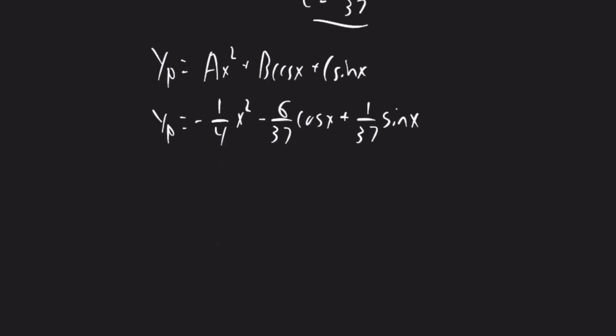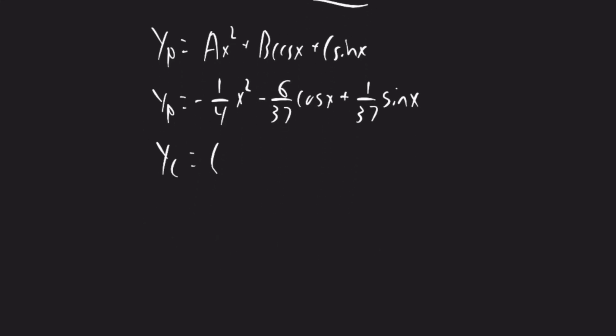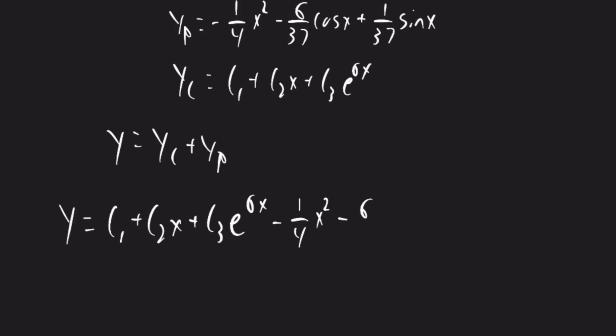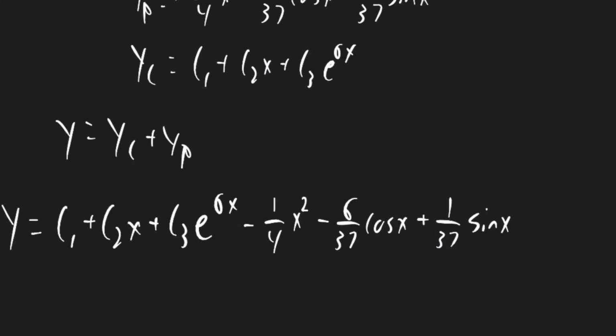Earlier, we found that yc was equal to c1 plus c2 times x plus c3 times e to the 6x, and the general solution y is given as yc plus yp. So y is going to be equal to yc, which was c1, plus c2 times x, plus c3 times e to the 6x, plus yp, which was negative 1/4 times x squared, minus 6 over 37 times cosine x, plus 1 over 37 times sine x. So that is our final answer.